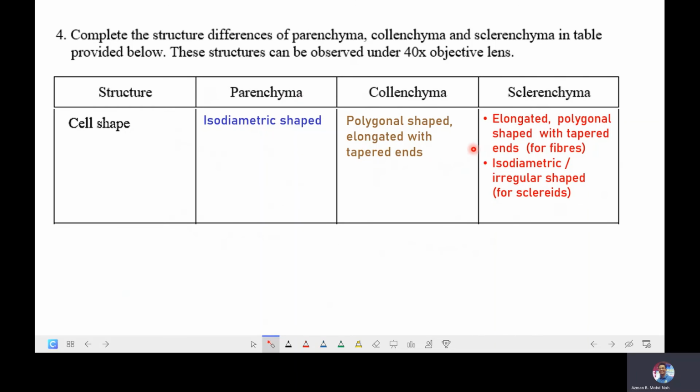Well, for the sclerenchyma, it is also elongated with polygonal shape and tapered ends. Okay, this is for the fiber cells, because we know that sclerenchyma will have two types. The first type will be the fibers, and the second type will be the sclerites. So for the sclerites, the shape will be isodiametric, or they will have irregular shape.